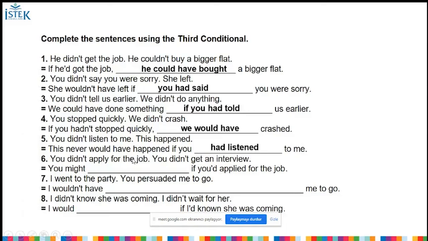You didn't apply for the job. You didn't get an interview. You might, if you had applied, you might have gotten an interview, right? Okay. You might have gotten an interview if you had applied for the job.